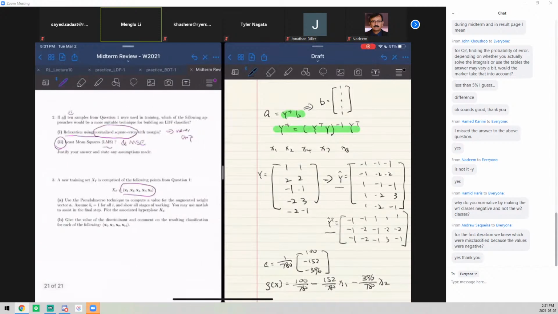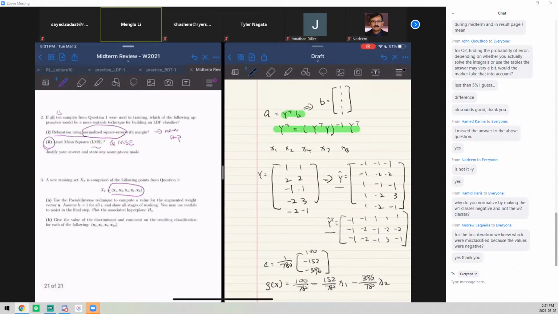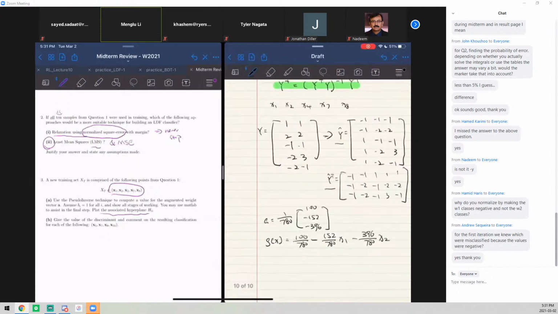The question asks us to plot the hyperplane. So actually we just need to calculate the boundary. So we set the g function as 0, and we will get something like that. That's the boundary, H3.